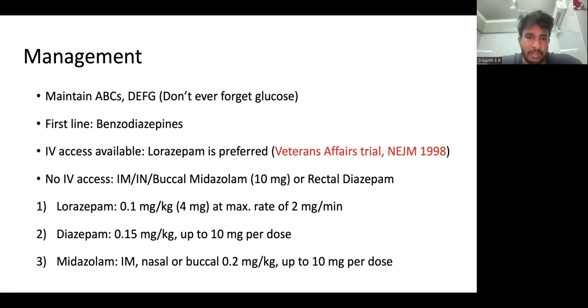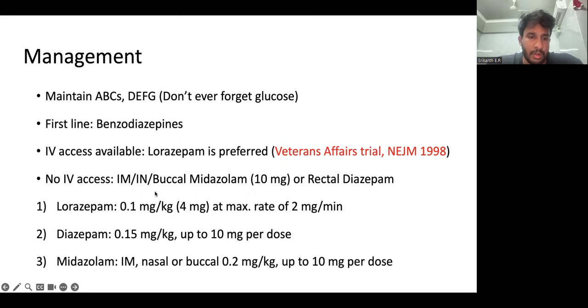There are also other trials which looked at lorazepam and diazepam. Usually lorazepam ends up having the highest success rate. But if you have no IV access, the best drug would then be to use either intramuscular, intranasal, or buccal midazolam, which is 10 mg. For children, they do use rectal diazepam, but not really for adults.